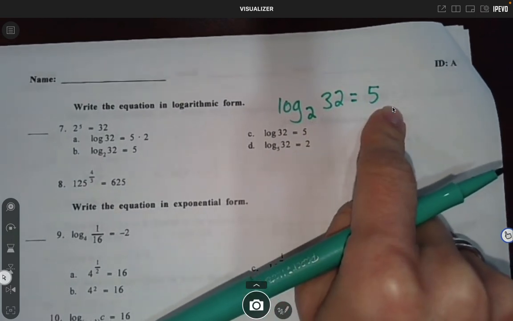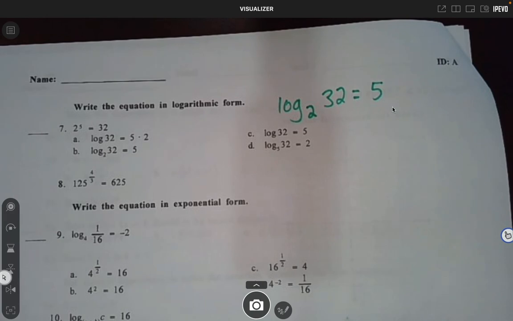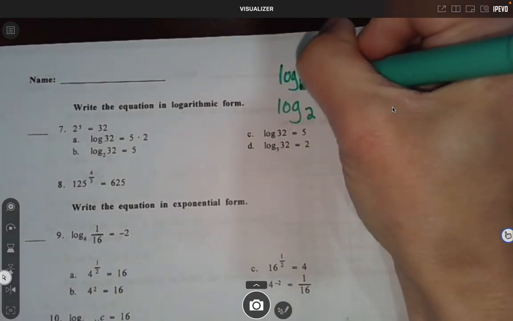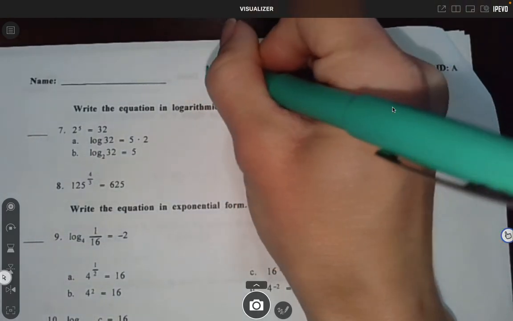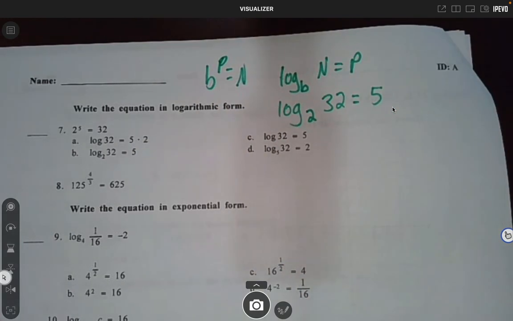I thought we were solving it first. So yes, number 7 is B. Wait, can you write the formula for that real quick? Log base b of the number equals the power. And the other way is the base to the power equals the number. That's the exponential form, because that's what you're going to do on the next one. No, the next one is, just kidding. The next one's the same. Number 9, that's what we'll do.